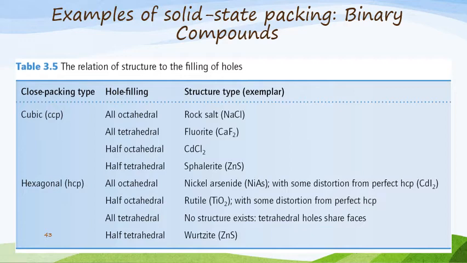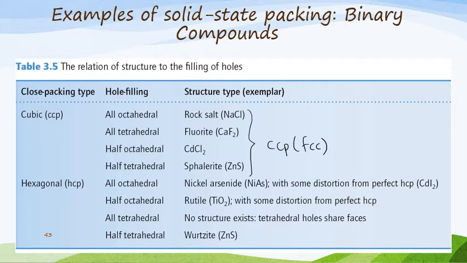Now remember that cubic close packing is the same as face-centered cubic. So all of the mentioned structures here are cubic close packed or face-centered cubic. That includes sodium chloride, fluorite, which is calcium fluoride, the stuff that you would use in your toothpaste to keep your teeth nice and strong, cadmium chloride, and then something called sphalerite, which is zinc sulfide. Zinc sulfide is quite unique in that it occupies two different structures, as we're going to see shortly.